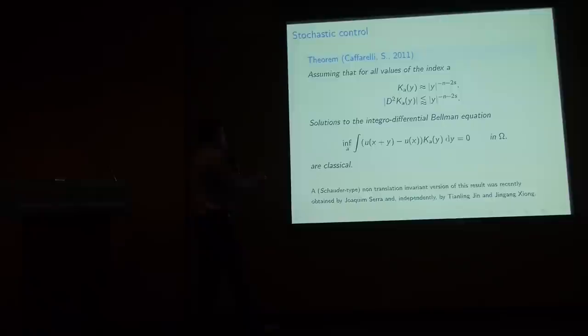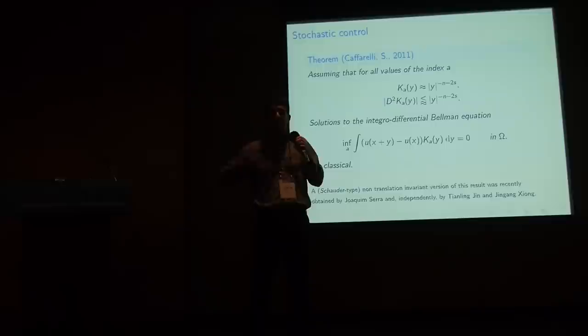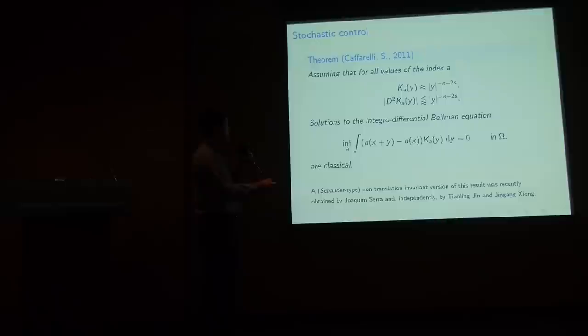The Bellman equation is a similar story. I have a stochastic control problem. It's like a game of only one player that wants to minimize or maximize the expected value of the final payoff. That gives us an equation like this. Here I wrote the elliptic version of the equation. We have this result with Caffarelli that the solutions of this equation are always classical. So this equation always has solutions that are sufficiently smooth to make sense of this operator classically.